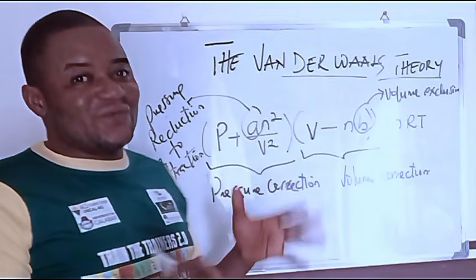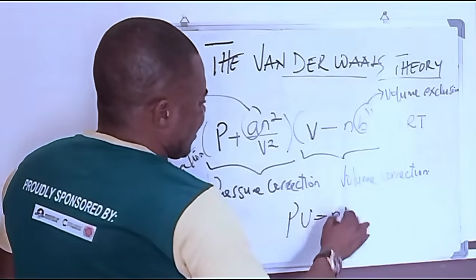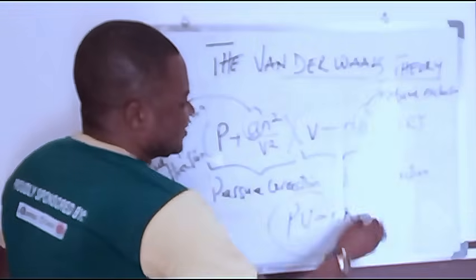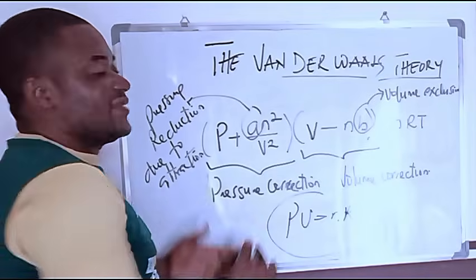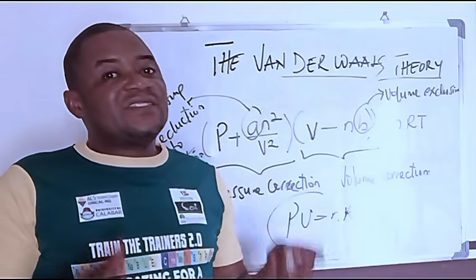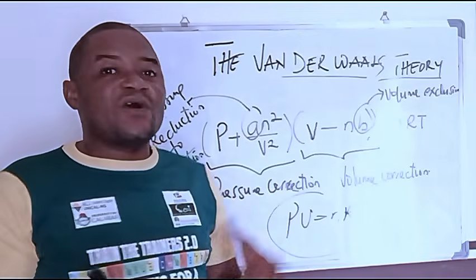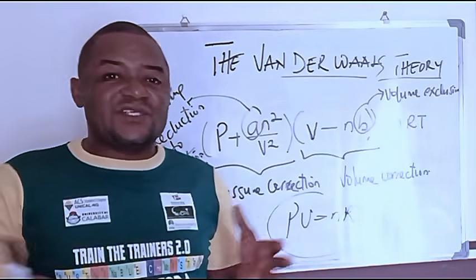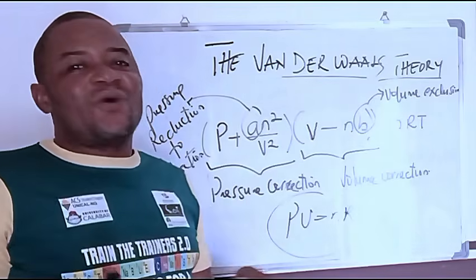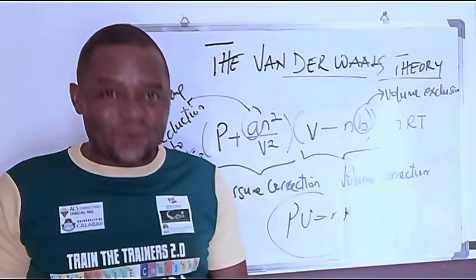The ideal gas equation, we know it. The ideal gas equation is simply PV equals nRT. The ideal gas equation had always been there. You have the ideal gas law, following all the gas laws that you have: Boyle's law, Charles's law, the general gas equation, Avogadro's law, and Gay-Lussac's law. All those laws were there. And then you also have the ideal gas law.